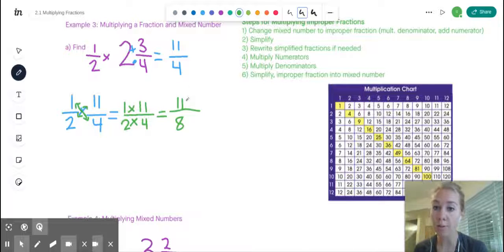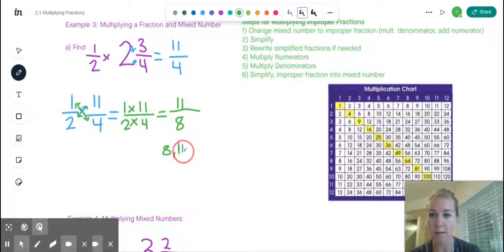So we have an improper fraction. We need to turn that back into a mixed number, kind of like what we started with. So to do that, we're going to count by 8s. We're going to count by our denominator, which is 8. So 8, 16, and we're going to try and get as close to 11, but not over. Well, that would be just 8. So let's see. 8 goes into 11 one time.